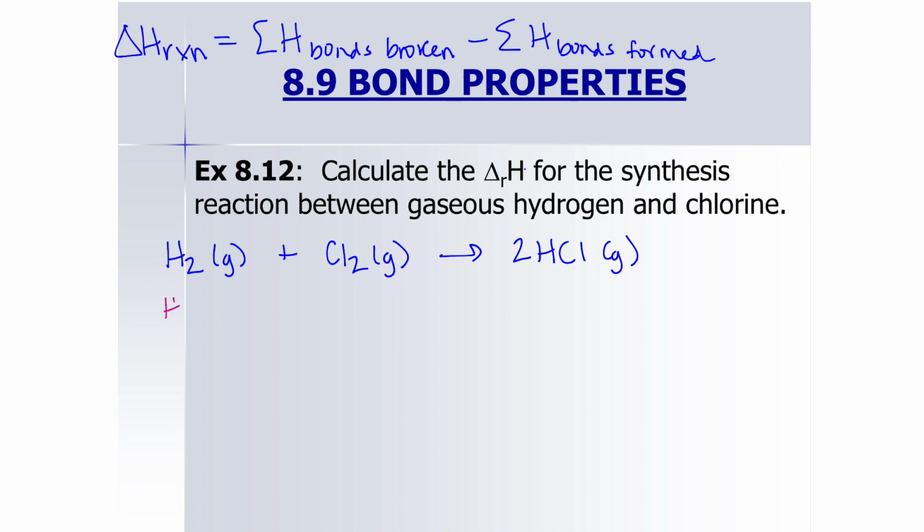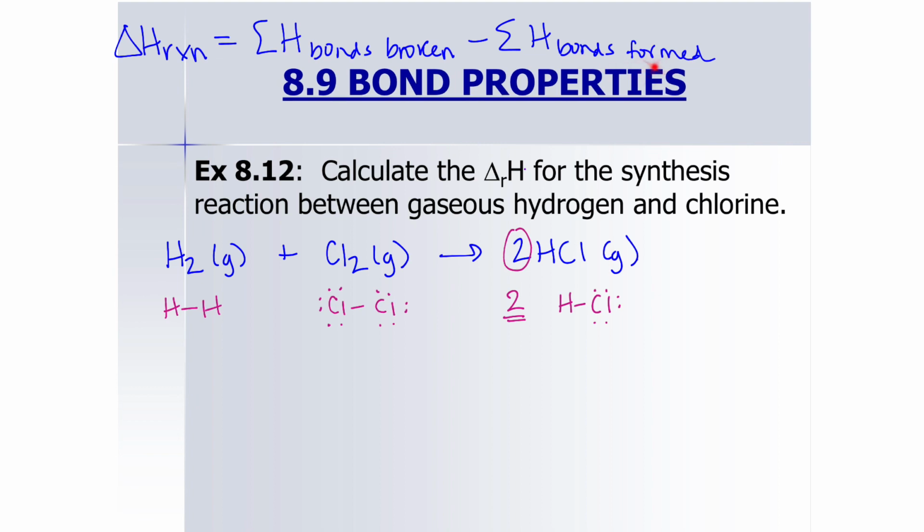So if I sketch out the Lewis structures, I'll just do these quickly for you. These are relatively simple ones. But underneath the reaction, I'm going to draw what those are for each of these substances. Keeping in mind this one, we do have a 2 there because we have this 2 in front for HCl. Okay, so what I'm going to see is that my bonds broken, I'm going to have to break this hydrogen-hydrogen bond and the Cl-Cl bond.